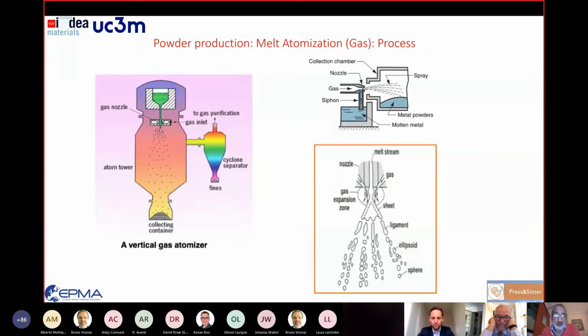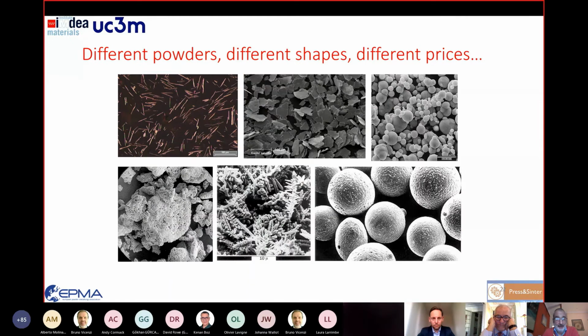Of course, we can also produce powders by gas atomization, but the gas atomization method produces spherical powders, usually fine powders, that are not usually suitable for the press and sintering method. Because for press and sintering, we need to fulfill specific properties to have a good process. So we can have many different powders with different shapes and different prices, of course, but not all of them are suitable for the press and sintering method.